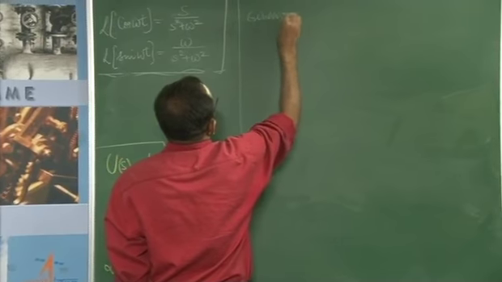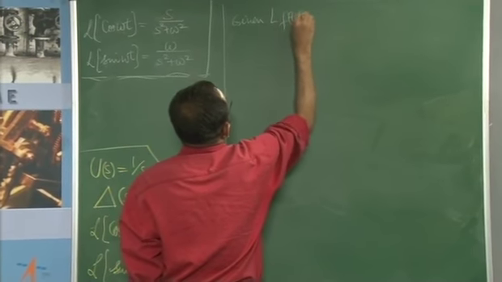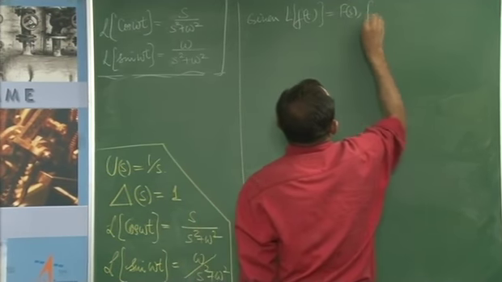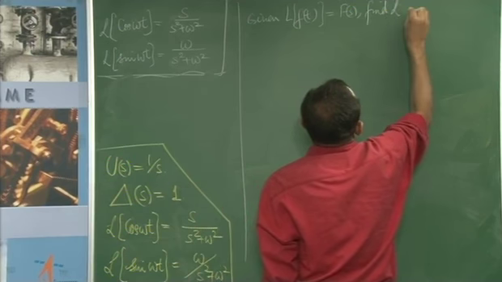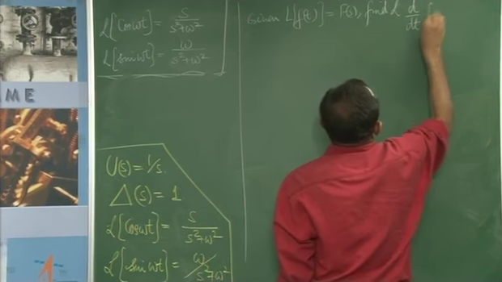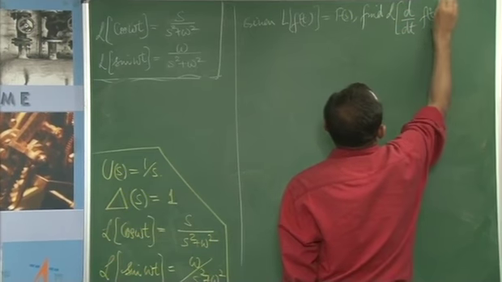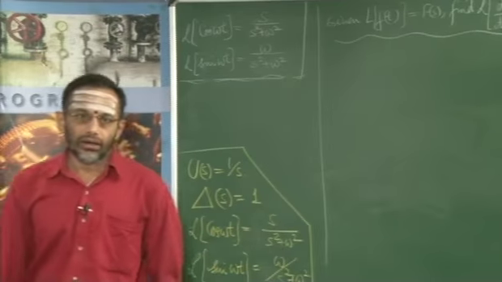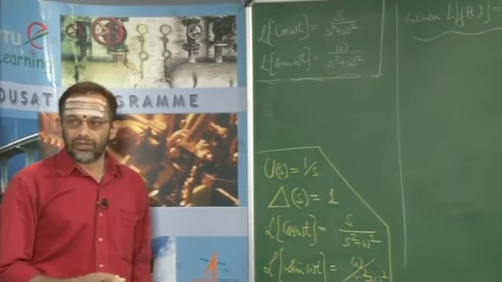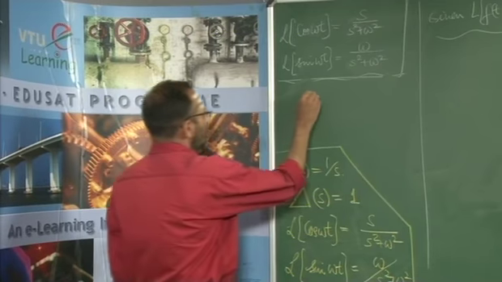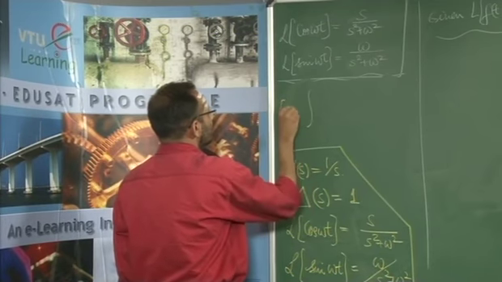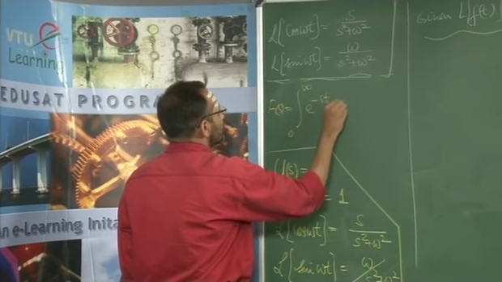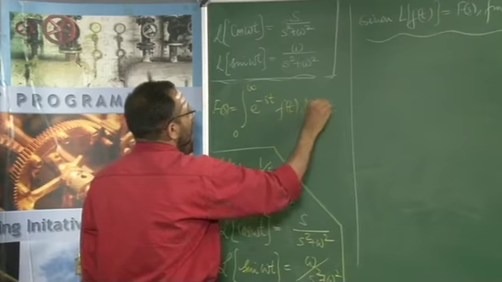Given L of f of t equal to F of s, find L of d by dt of f of t. So, that is the problem. All that we have to do is simply apply the definition of Laplace transform. We will recall the Laplace transform F of s is integral 0 to infinity e to the power of minus st f of t dt. This is by our definition.